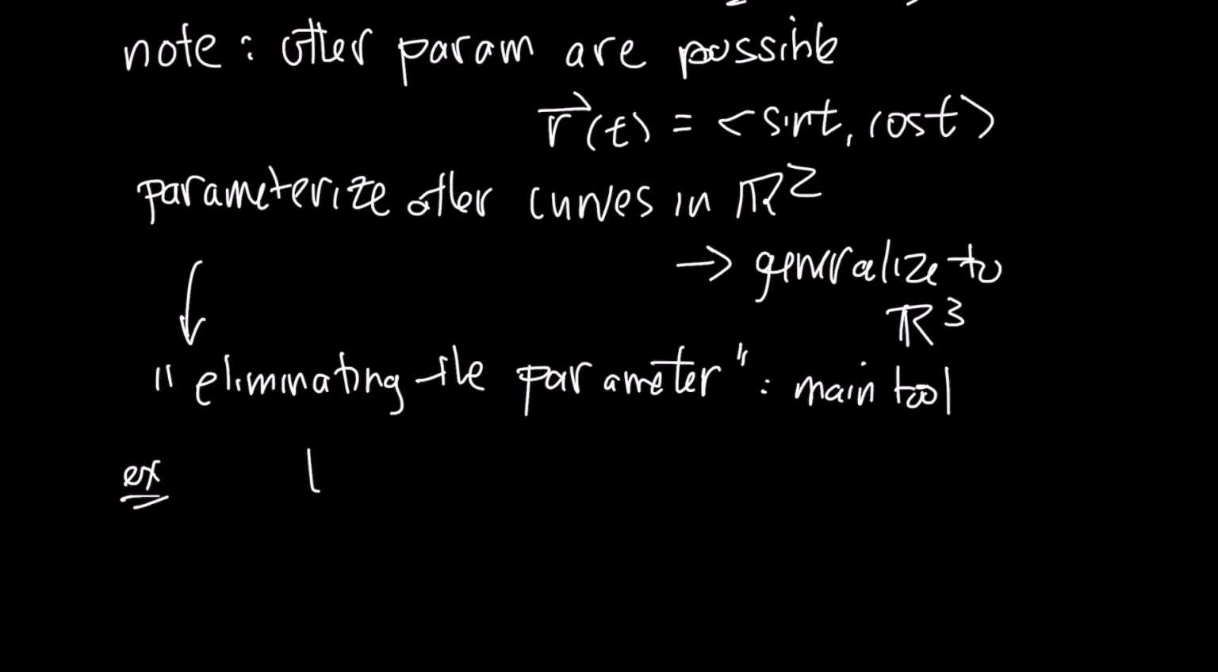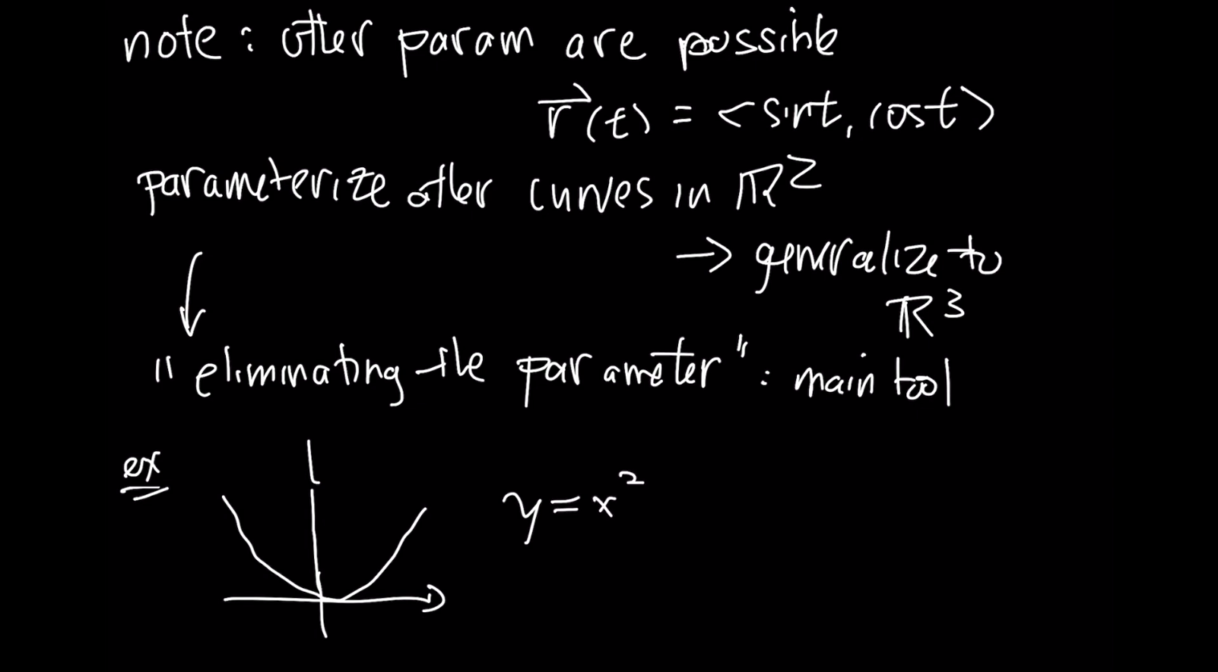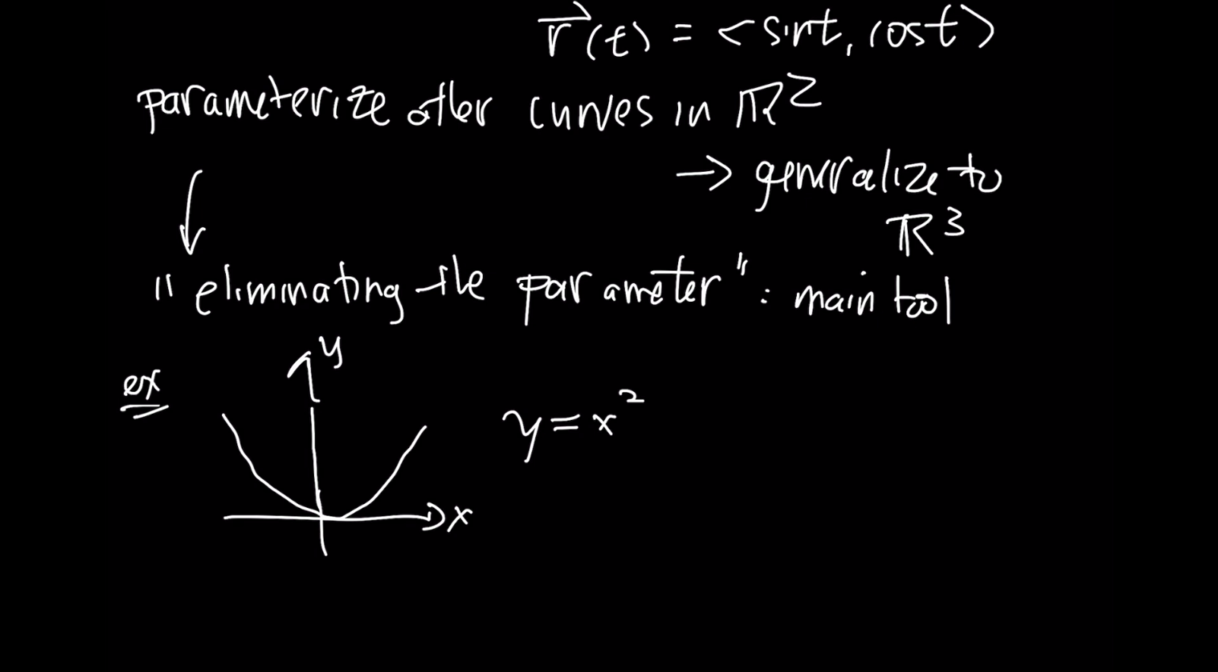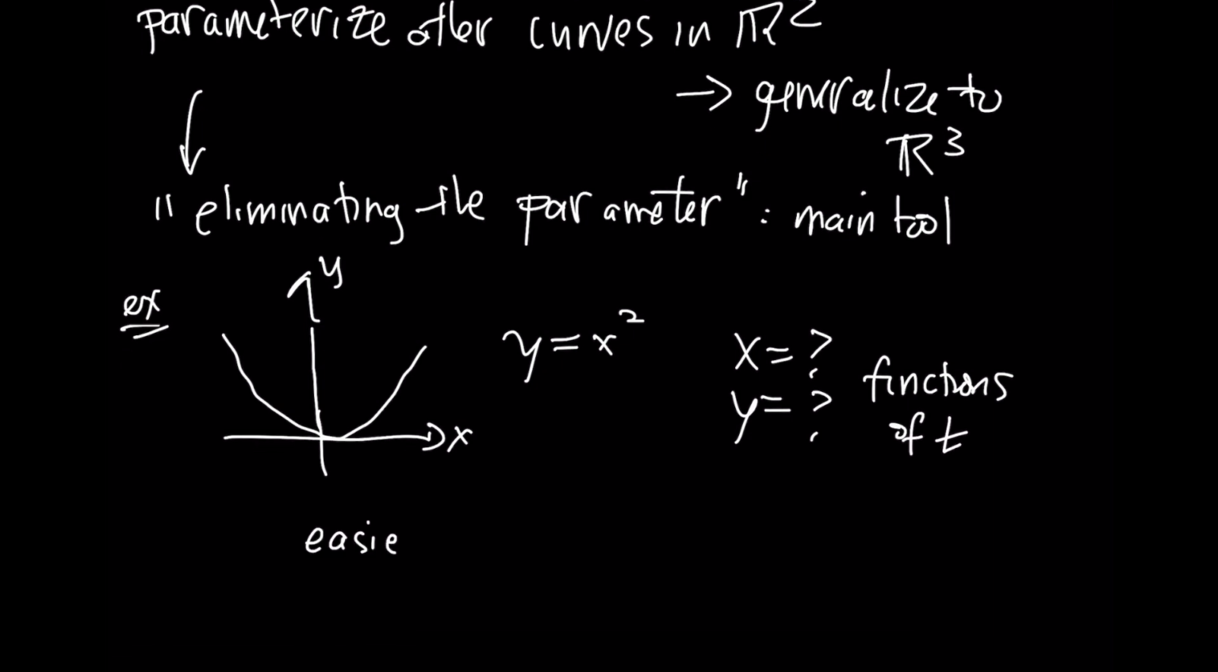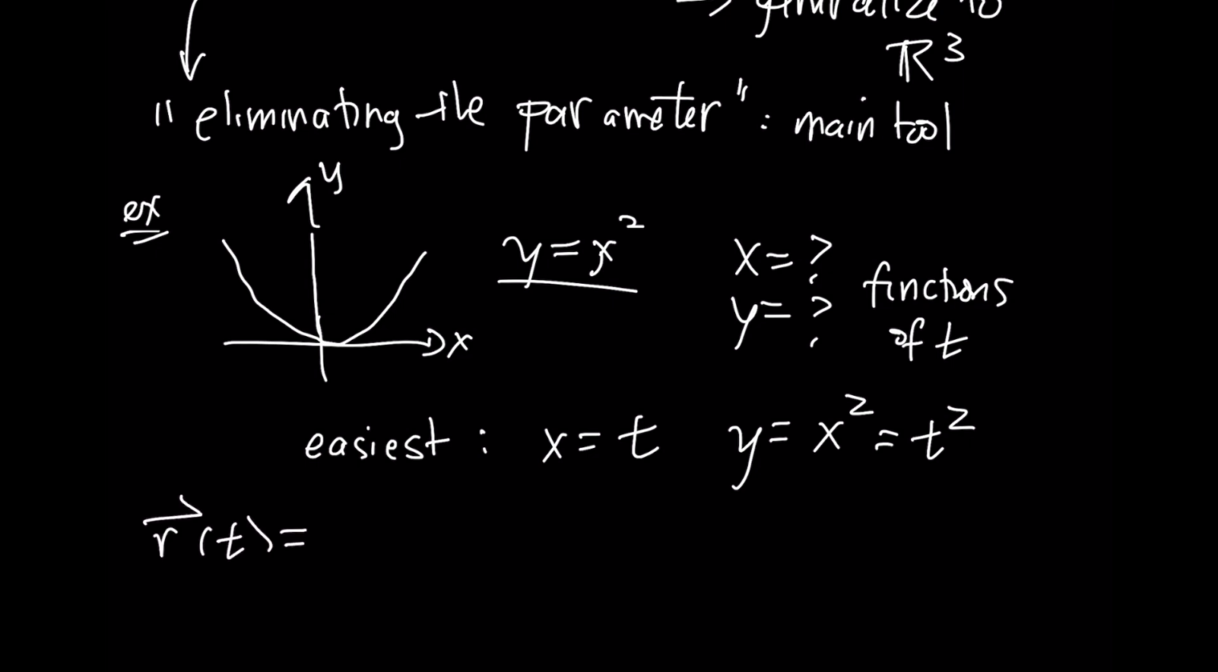Now, some parameterizations are very simple. If I were to talk about the parabola y equals x squared, this is a set of points in the xy plane. I need to find some single variable functions for x and for y. Now, the easiest way to do this is you could say, look, if this is a function of x, then I'm just going to say x is t, and that simply tells me that y is x squared, which is t squared. So a simple parameterization of this curve is t in the i direction and t squared in the j direction, which we could then just write as t and t squared.